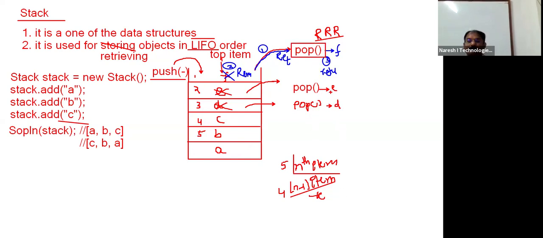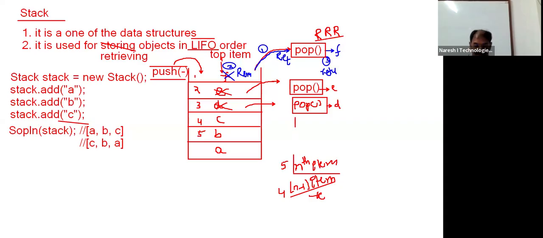The pop method. The push method is used for storing the items. The pop method is used for retrieving the item. It is a retriever, a remover: retrieve, remove, and return. But what if I don't want to remove? I just want to retrieve and return.